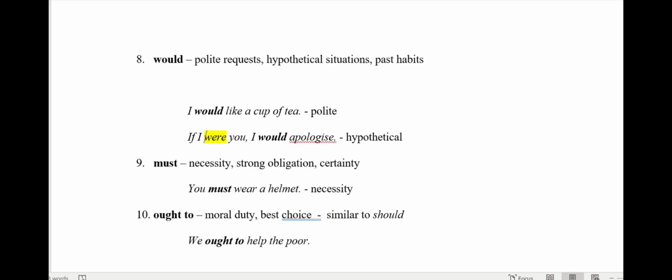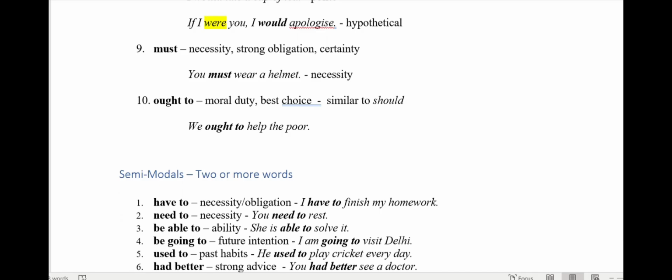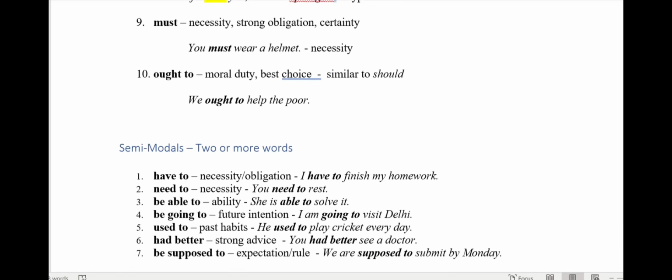The 10th one now is ought to. My favorite one, ought to. Ought to is the moral duty to speak about the best choice, and it is similar to should. It is almost similar to should. So you can just interchange the words. So we ought to help the poor. So that is our moral obligation. It is not the strong obligation, it is our moral compulsion. So the sentence is, we ought to help the poor.